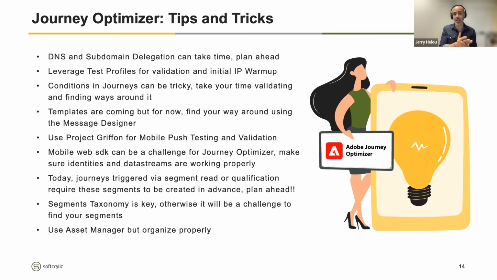Another piece is the segment taxonomy. Today, like I said, segments are centralized. So segments for real-time CDP, segments for analysis, if you're going to use them in Data Science Workspace or Query Service, and also segments for Journey Optimizer, all of them are in the same bucket. So it's critical to have the right taxonomy so that you know which segment is being used for analysis versus being used for deployment, so that no one is changing segments and impacting any of your journeys.